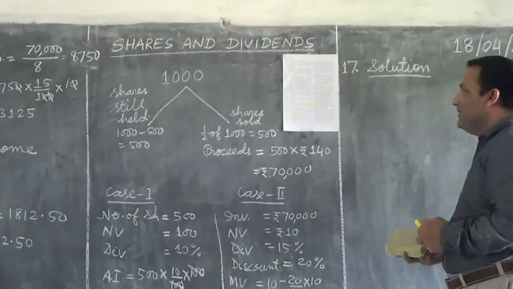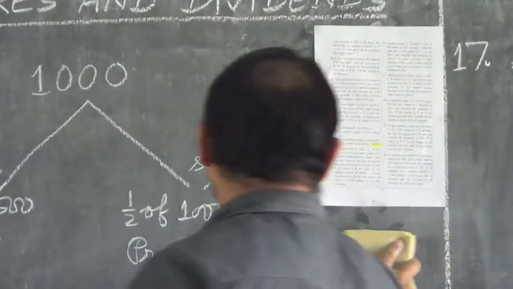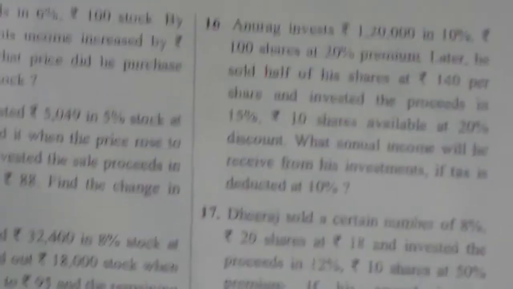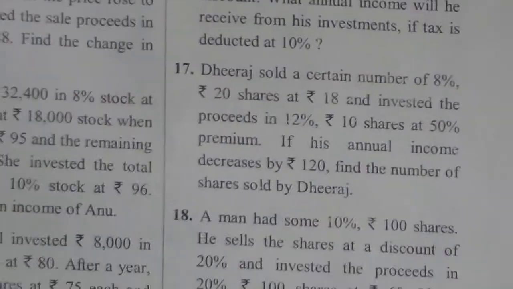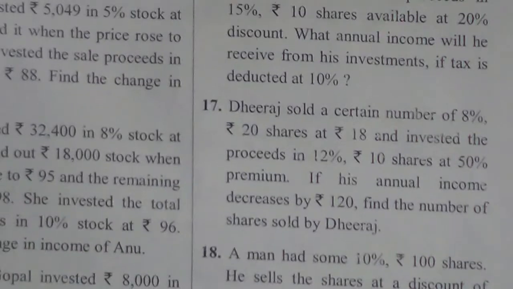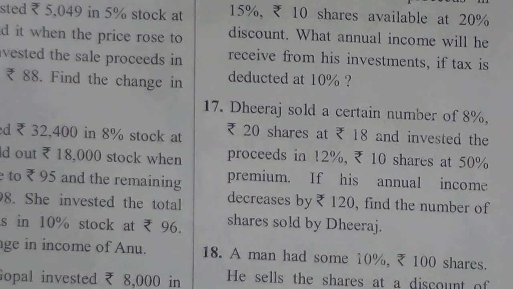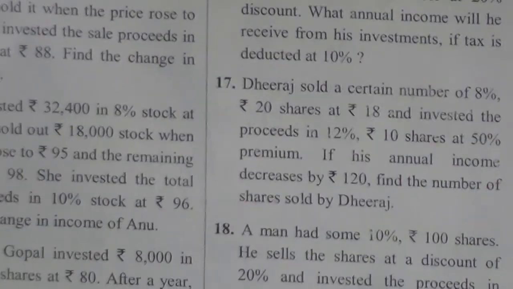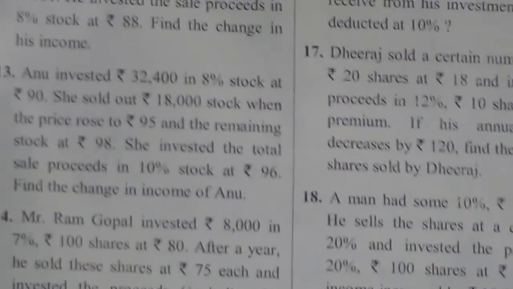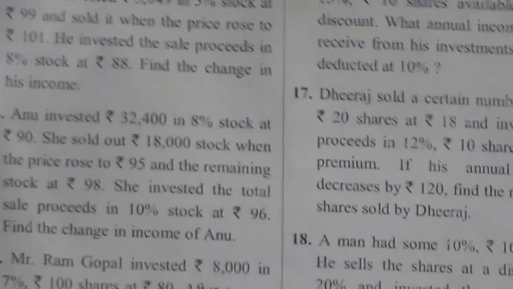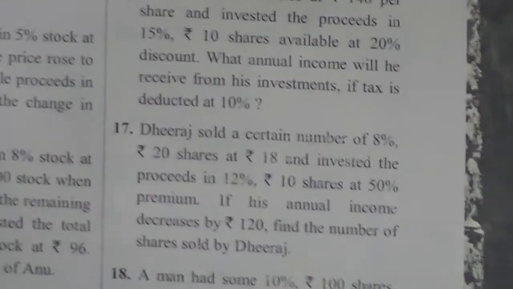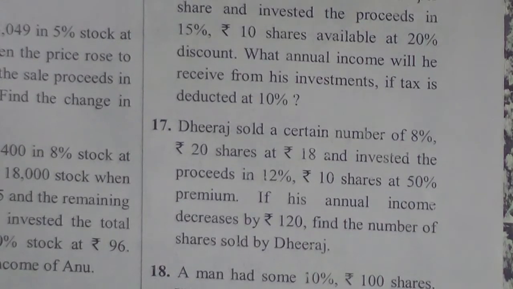So question number 17. What question number 17 is saying, children? Just have a look at question number 17. Question number 11 was talking about Anurag. Question number 16 was talking about Anurag. And question number 17 is talking about Dheeraj. So read the question.